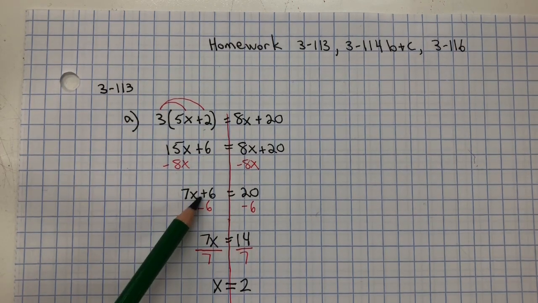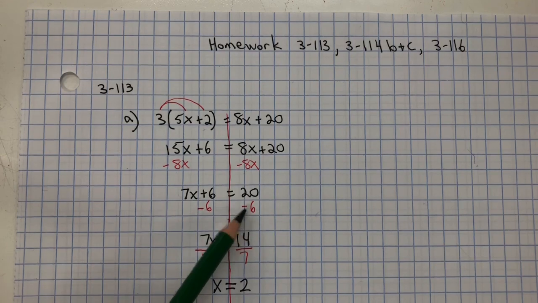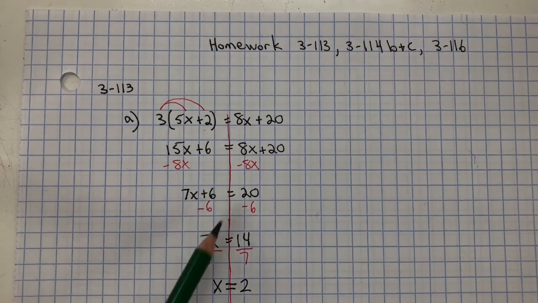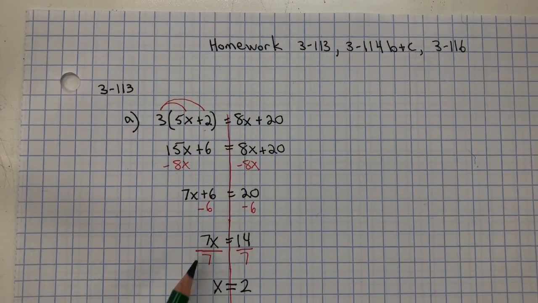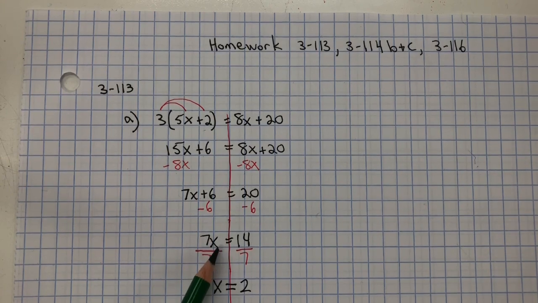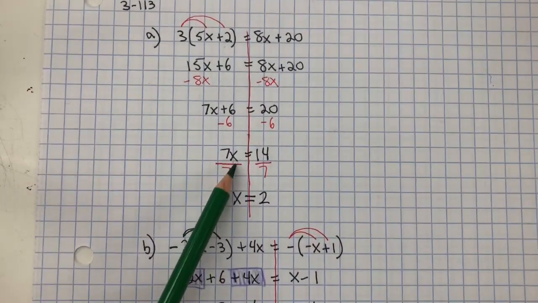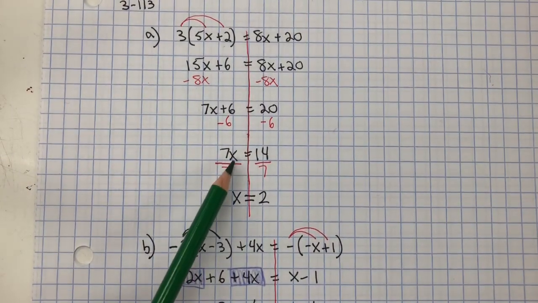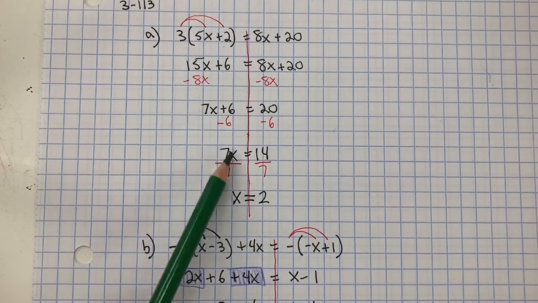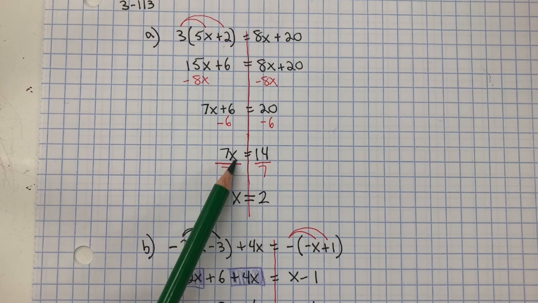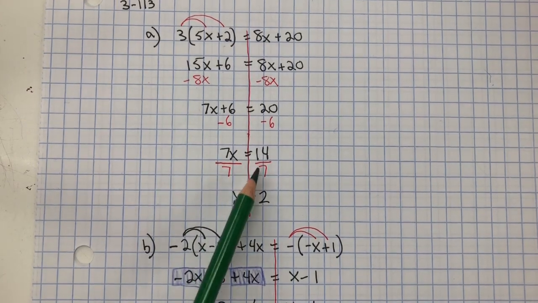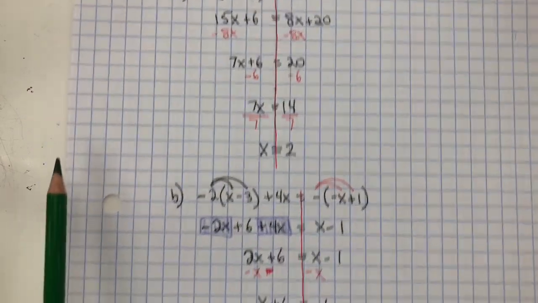Inverse property of addition is subtraction. 0 pair, 20 minus 6 is 14. Inverse property of multiplication is division. So we divide by 7 on both sides, creating a giant 1. 1 multiplied by x is x. 14 divided by 7 is 2.